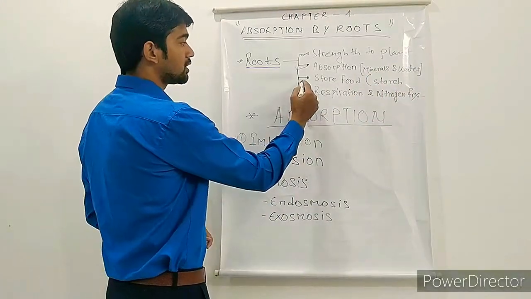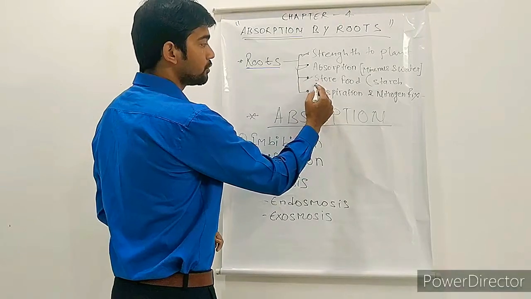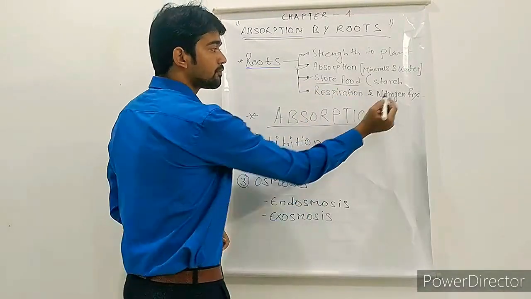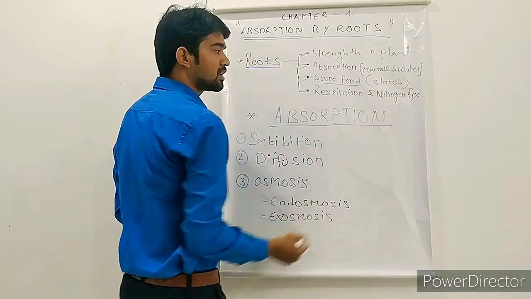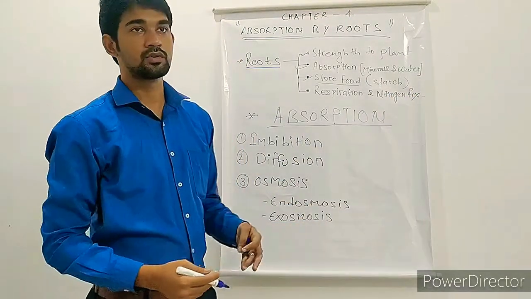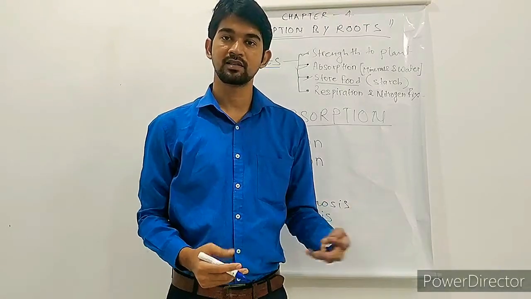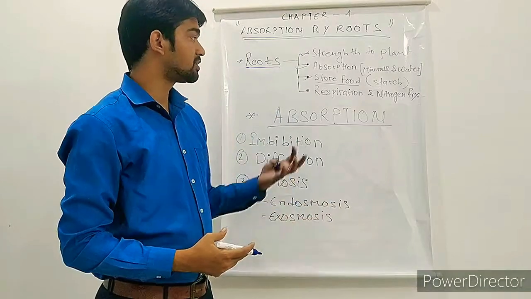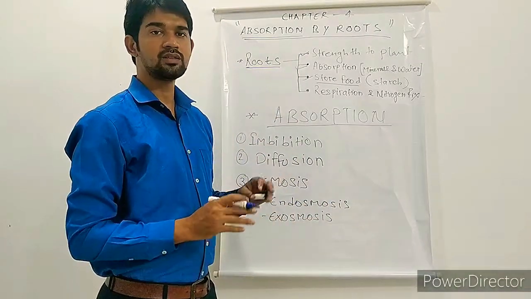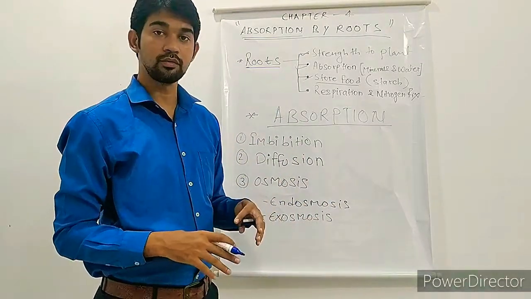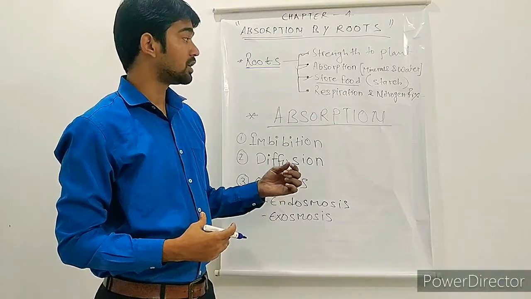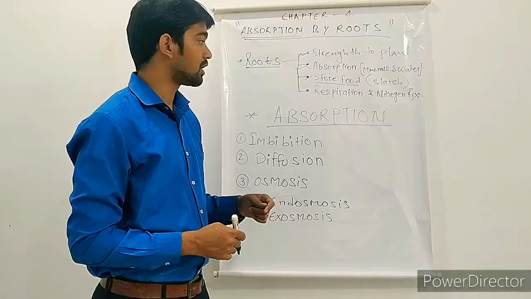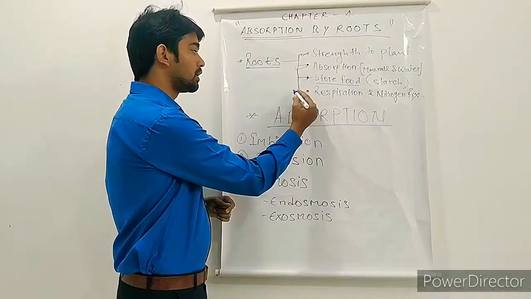The third point is store food and starch. The roots of the plant, mostly like tuberous roots of plants like potato and carrot, radishes and so on. These types of plants, they store their food in the form of starch and they form a bulbous structure, and this is how they store food.